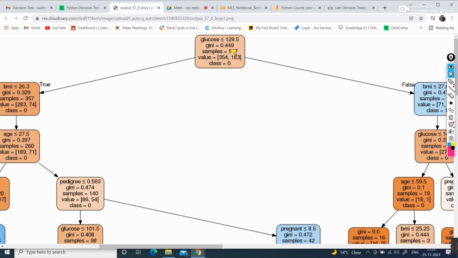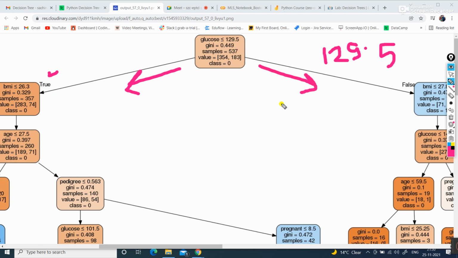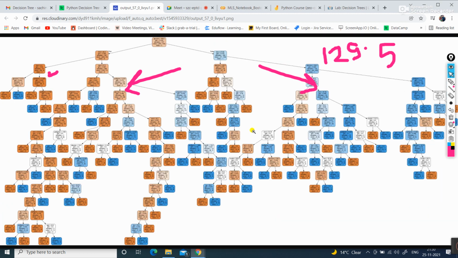When I talk about this decision, glucose is less than 129.5. All the values lower than 129.5 go this side if it is true, and all the values higher than 129.5 will go on this side. That is the entire decision tree. But my question is, how are we getting this 129.5 value?